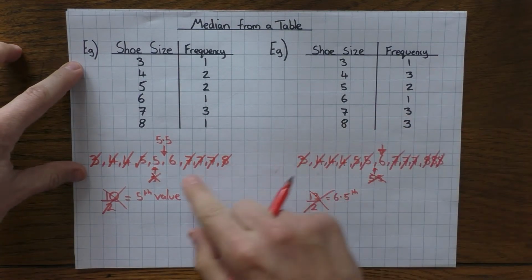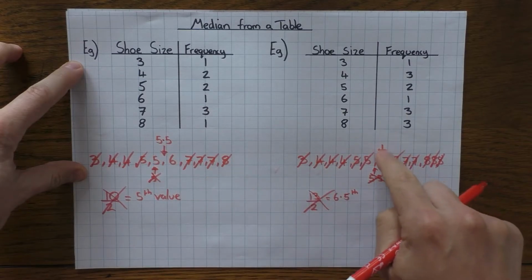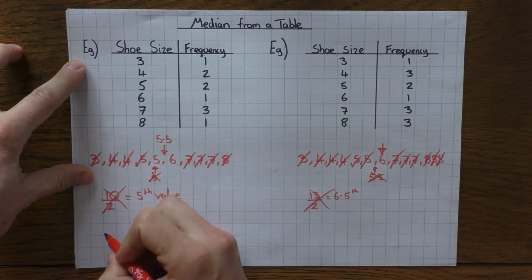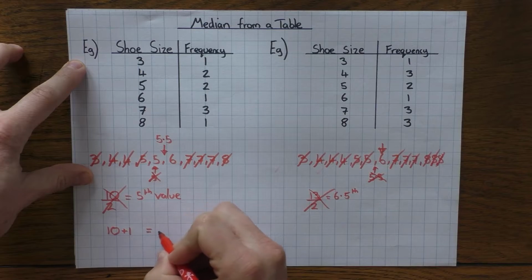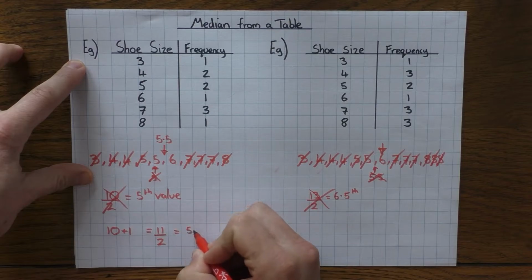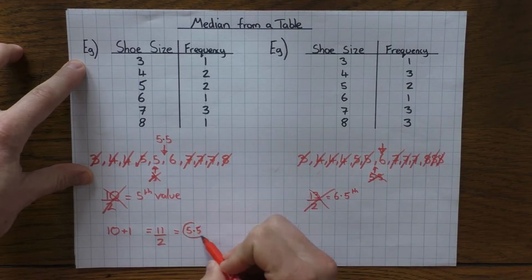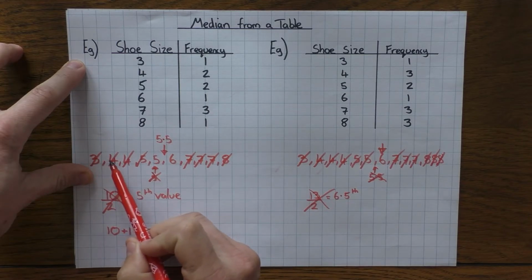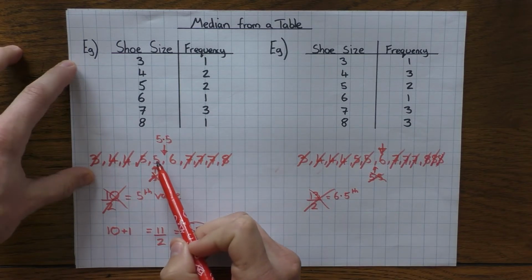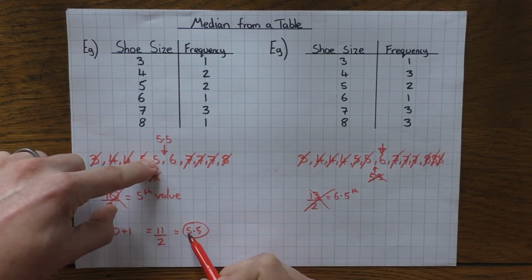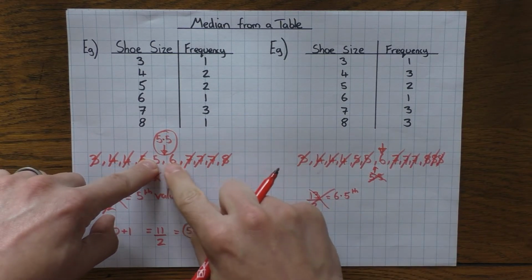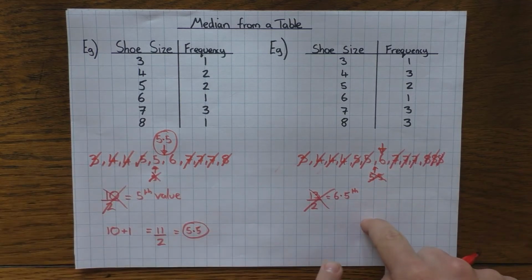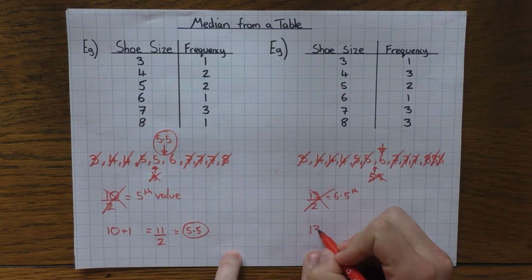So what you need to do is find a way of finding this value and this value, and this is how you do it. You take the total, so in this case it was 10, and you add 1. So that gets us 11. You then half that to get 5.5, and that is the value that you look for. So 1, 2, 3, 4, 5, 6. I want the value that's between 5 and 6 to get 5.5, which is this value here, which actually is 5.5. This one here, exactly the same thing. The total was 13.